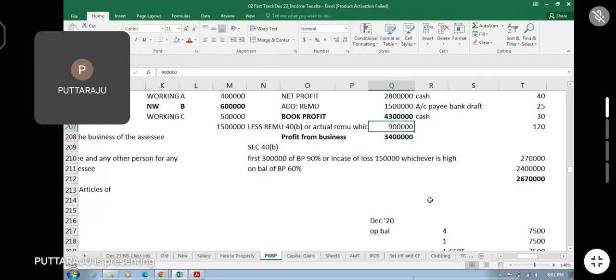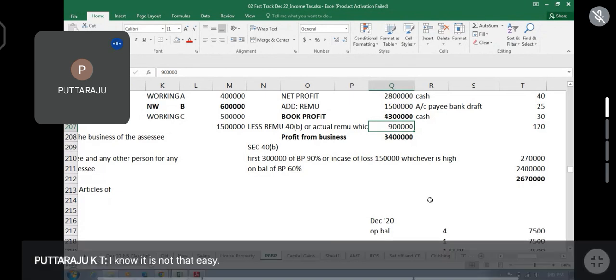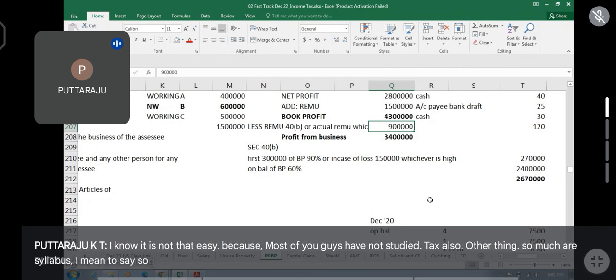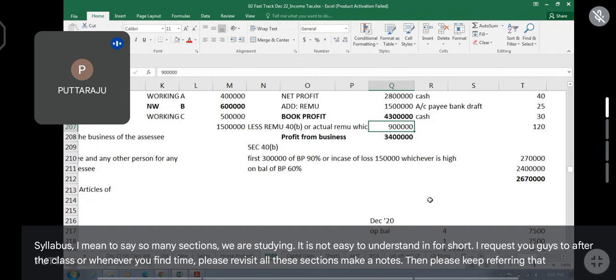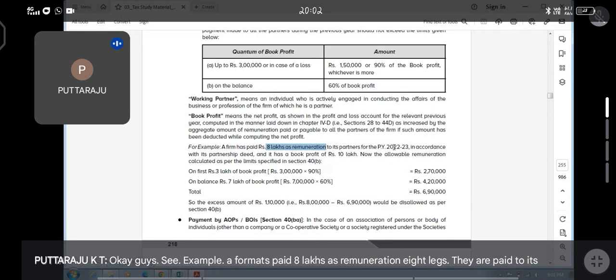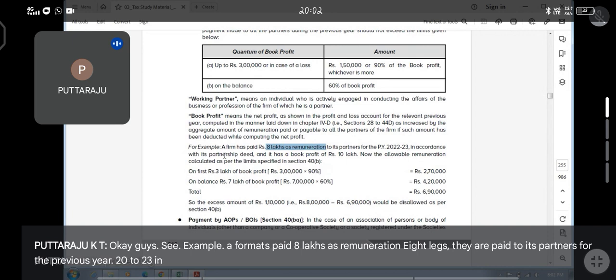Yes, sir. I know it is not that easy because most of you have not studied tax before. Other things, so much syllabus, so many sections we are studying. It is not easy to understand in short. I request you, after the class or whenever you find time, please revisit all these sections, make notes, then please keep referring to those notes regularly.